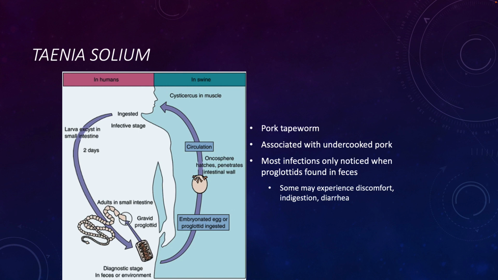Generally, people will acquire a pork tapeworm infection through the consumption of larvae found in pork muscle. Some patients may experience some discomfort, indigestion, and diarrhea, but not all. So oftentimes a patient will only know that they've got tapeworm because they see the proglottids in their feces. And again, if you've ever had a cat or a dog that had a tapeworm, it looks like little rice grains in the feces.